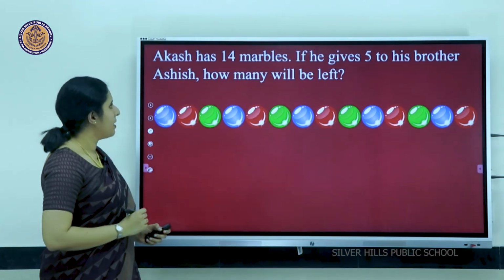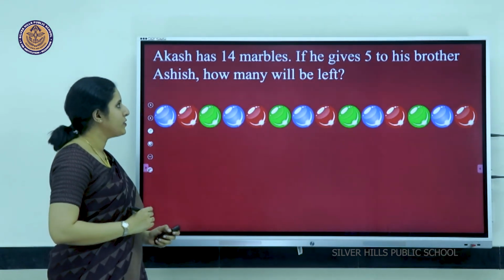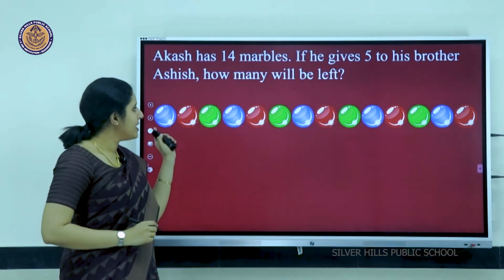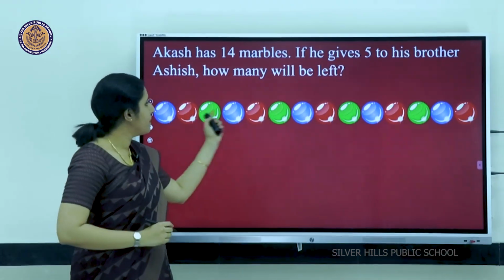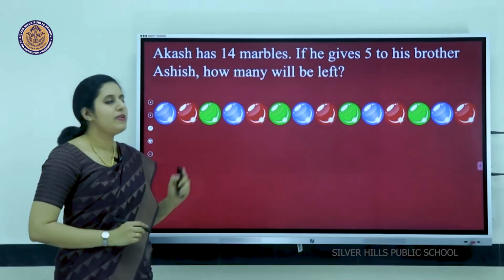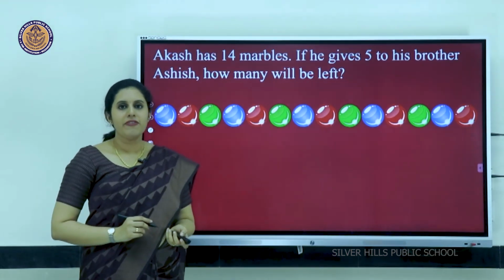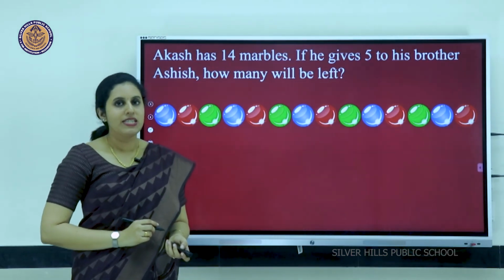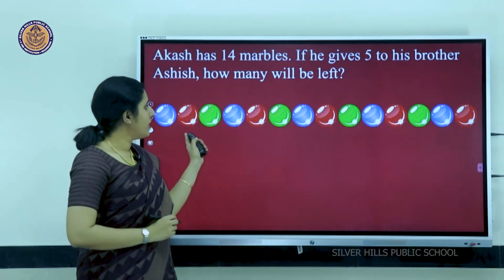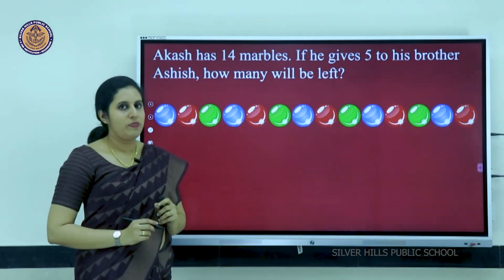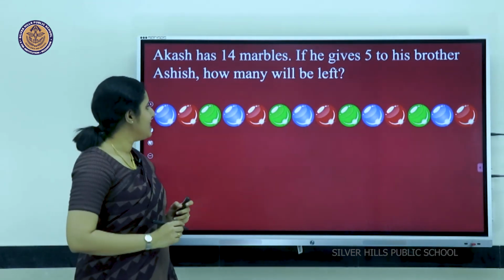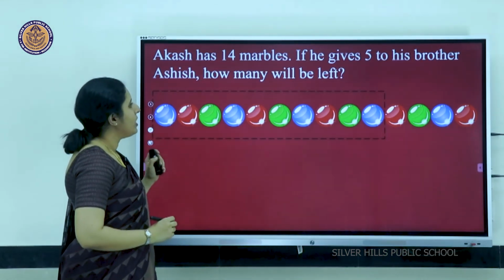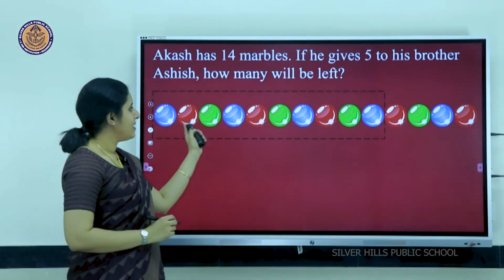Akash has 14 marbles. If he gives 5 to his brother Ashish, how many will be left? So, that is the question. You can see I have kept 14 marbles on the board. And from these 14 marbles, how many will be gone? Yes, 5 will be gone. Since 5 are given away, 14 minus 5, that is the subtraction sentence here. Now, for doing this problem also, we split it as tens and ones.